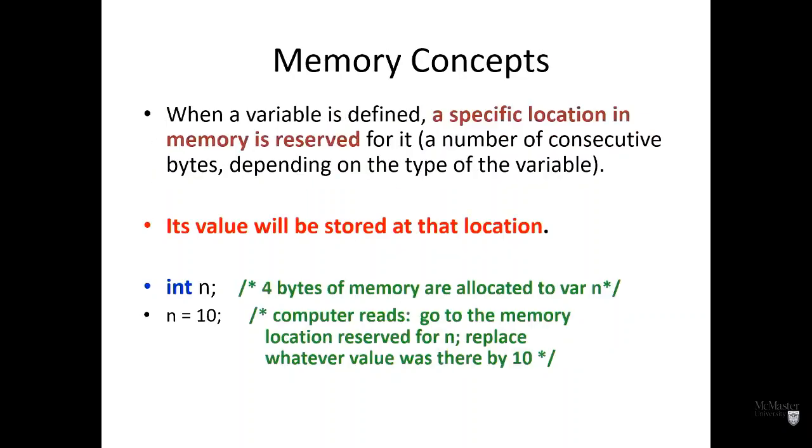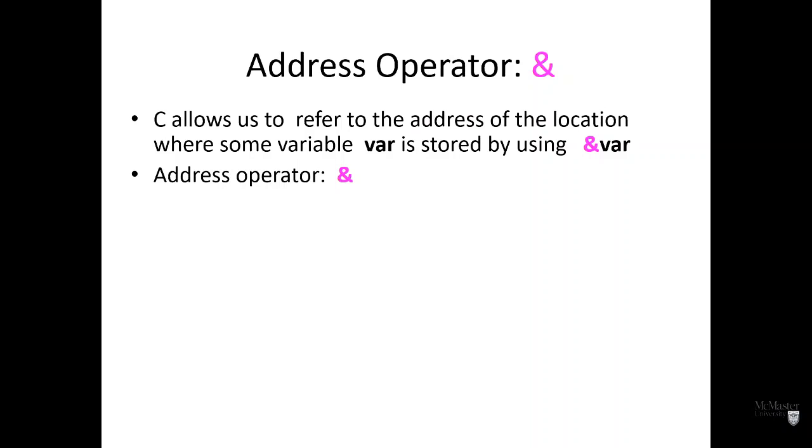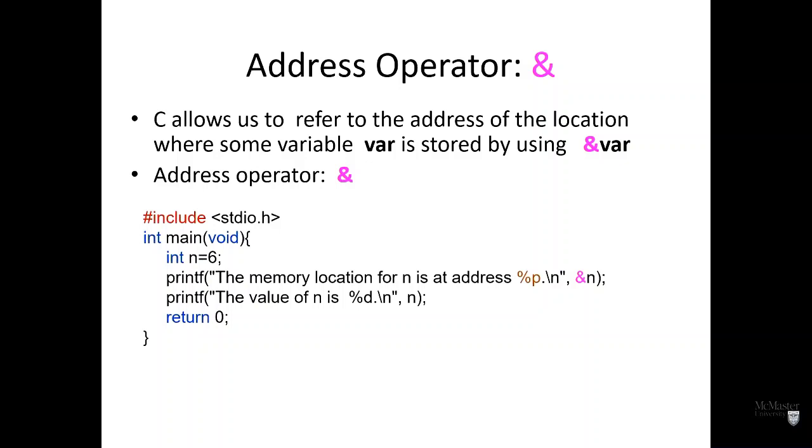This is what is stated here. And to deal with this, we had the AND operator. I told you before, this is the way you pass things by reference, and basically it means the address of this variable. So one example here is, this is my main. I define a variable n equal to the value of 6. Then I print 2 things. I print the memory location for this n is at address. I'll tell you what is this right now. But here, &n is the address of n, not the value.